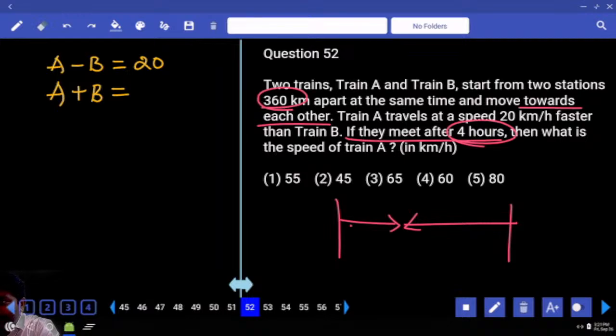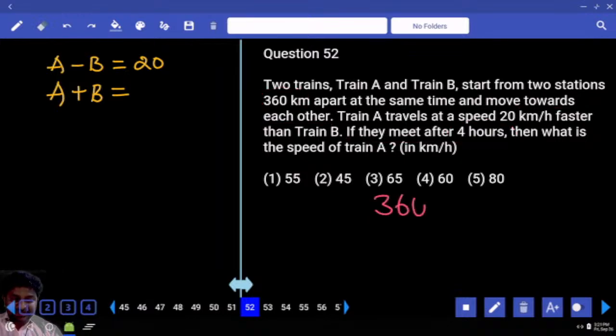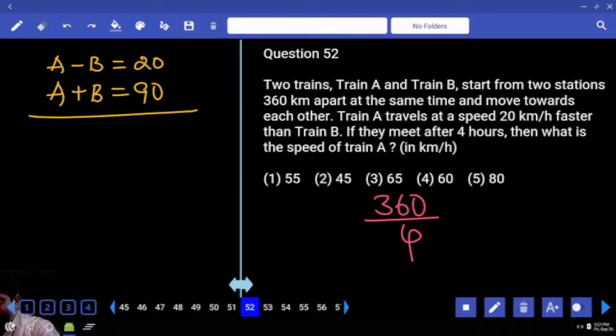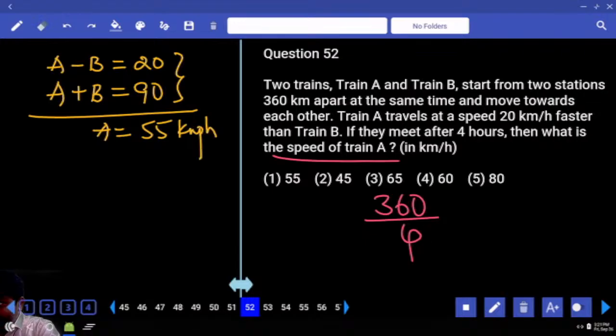Speed will be distance by time only. Distance between them 360. Time taken 4. Then it will be 90. When you have the sum and difference, you can calculate whether it is the largest one or the smallest one. Anything we can calculate. The question is to identify the speed of train A. Train A speed is the bigger one. How do you get A speed? Sum plus difference divided by 2, which will be in kilometer per hour. Be careful with the measurement. Sometimes they may ask you in meter per second also. But the question is clearly about kilometer per hour. Answer 55. How do you get the smallest one here? Sum minus difference by 2, 45 kilometer per hour.